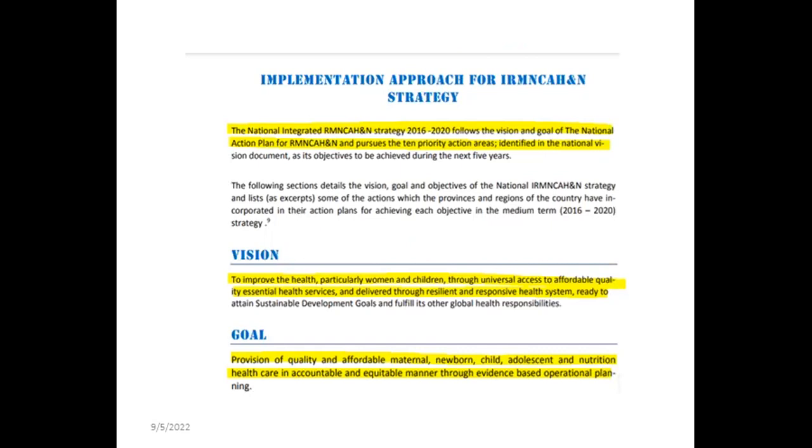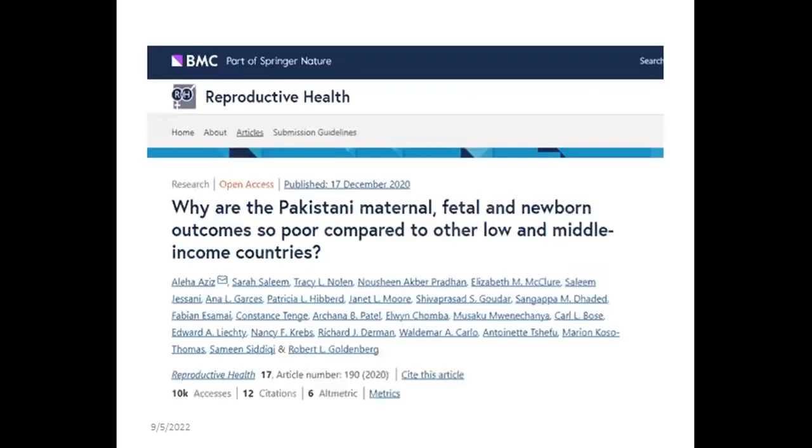The vision of this strategy is to improve the health, particularly of women and children, through universal access to affordable, quality, essential health services, delivered through a resilient and responsive health system ready to attain the sustainable development goals. The goal of this strategy is the provision of quality and affordable maternal, newborn, child, adolescent, and nutritional health care in an accountable and equitable manner through evidence-based operational planning.